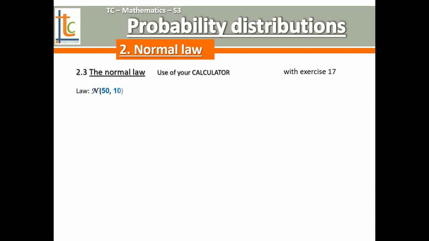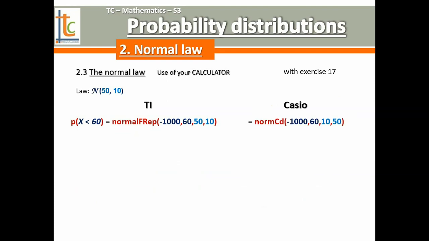Using your calculator with exercise 17, with the Texas and with the Casio, leads to this writing for Texas and this one for Casio. So let's decrypt this writing. First of all, you have to use the right tool and go on the tool.